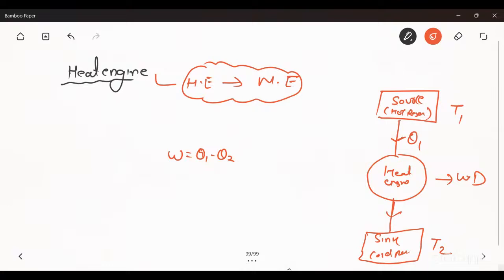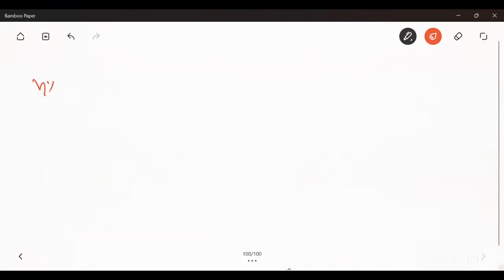So the efficiency of a heat engine can be defined as work done by Q1, so Q1 minus Q2 by Q1, so 1 minus Q2 by Q1. This is known as the efficiency of the heat engine. The efficiency of a heat engine as a percentage is 1 minus Q2 upon Q1 into 100. So this is known as the efficiency.